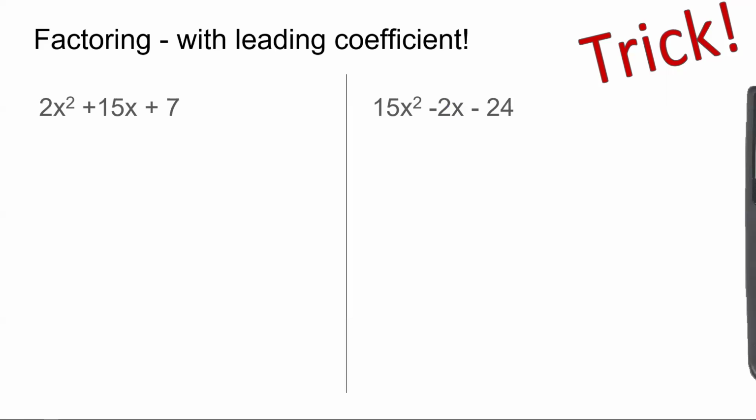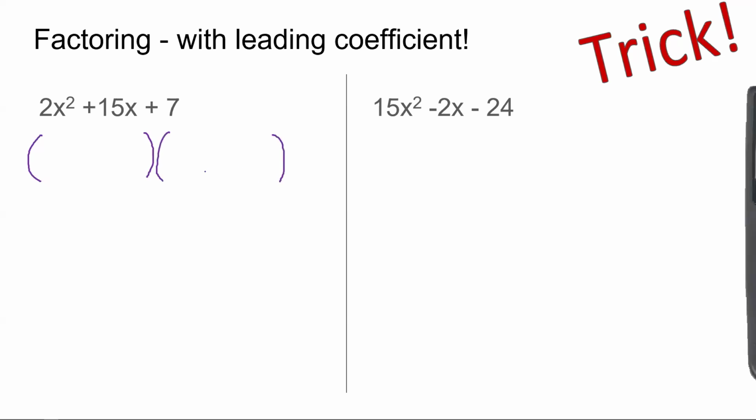Now, what if there's a number out in front? Here's a little trick on these. With these, I would first look and see if there's a common factor. Okay. I got a 2 here. I do not have a factor of 2. There's no numbers that multiply by 2 and get 15 or 7 for that matter. So I'm not going to be able to pull any constants out.